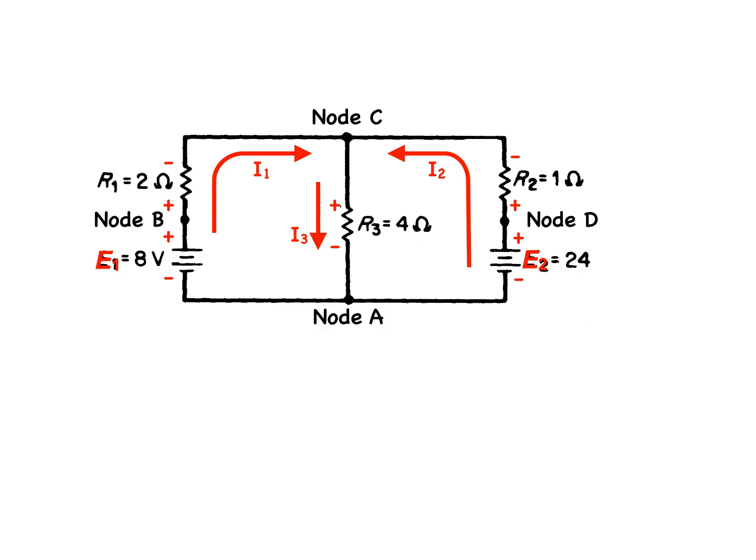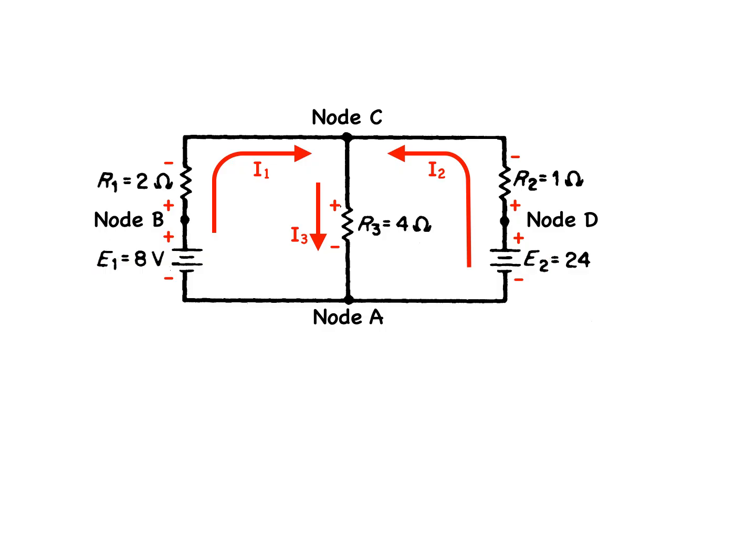Notice the words arbitrary and assumed direction. After the calculations are made, if the assumed current is minus, then the current will be flowing in the other direction to the assumed direction.